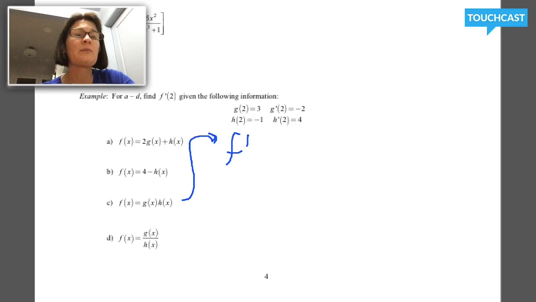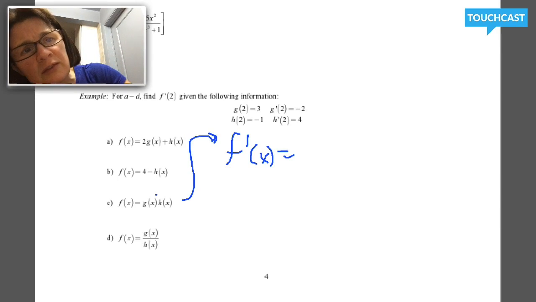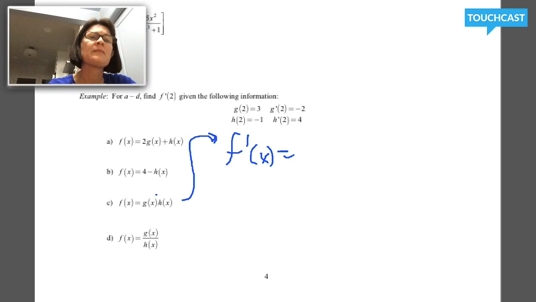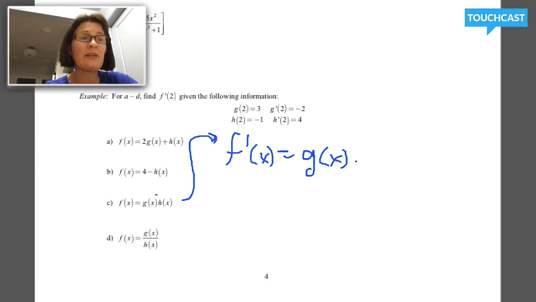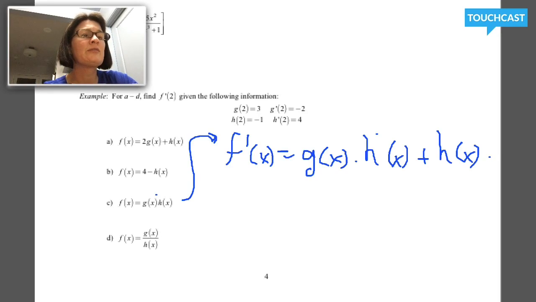So f prime of x, the product rule: the first function, so you can imagine a little invisible multiplication dot there, the first function, which was called g of x, times the derivative of the second, well, the derivative of h of x would be called h prime of x, plus the second function, h of x, times the derivative of the first would be called g prime of x.